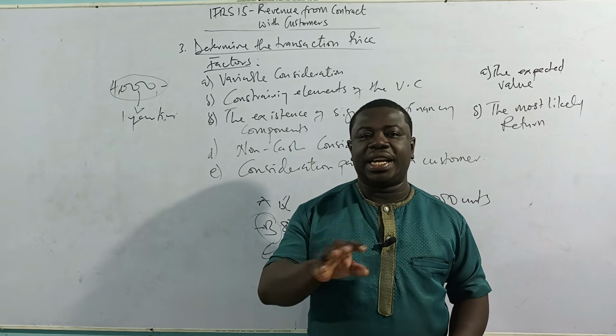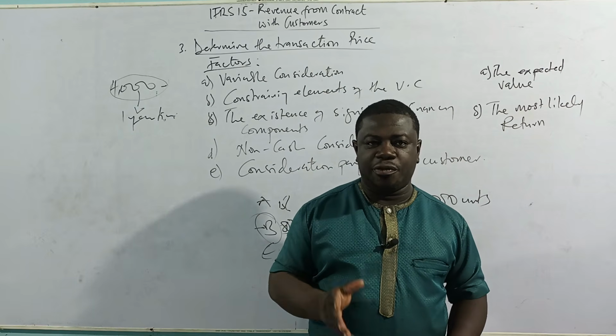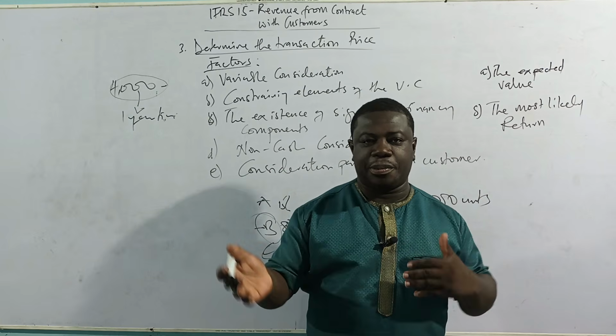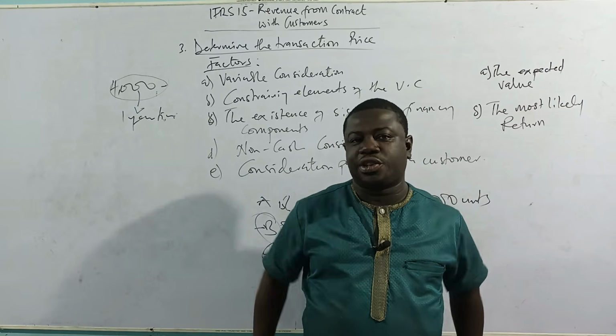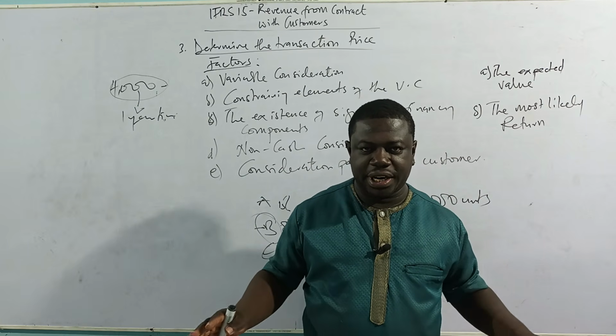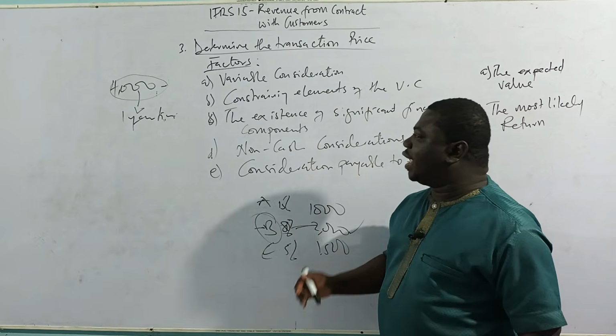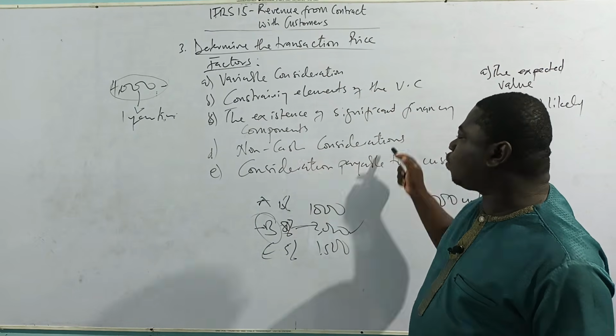So there has to be an adjustment of the time value of money once the terms of the payment of the contract provide any of the parties with a significant financing option. I don't know if you understand what I'm trying to explain. Okay. Now, the next thing to consider is a non-cash consideration.